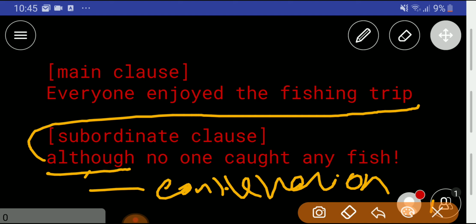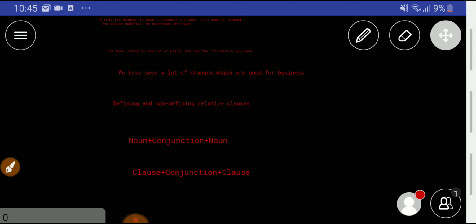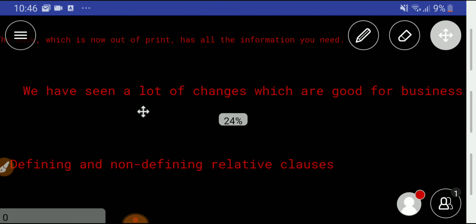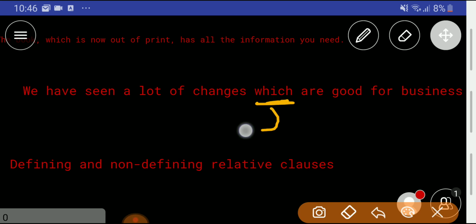But look here. We have seen a lot of changes which are good for business, and this "which" is directly specifying this noun, but in the case of "although" we are not getting such a situation. So "although" is a conjunction, while "which" is a relative pronoun which introduces a relative clause. A relative clause may be of two kinds, one is defining, another is non-defining.